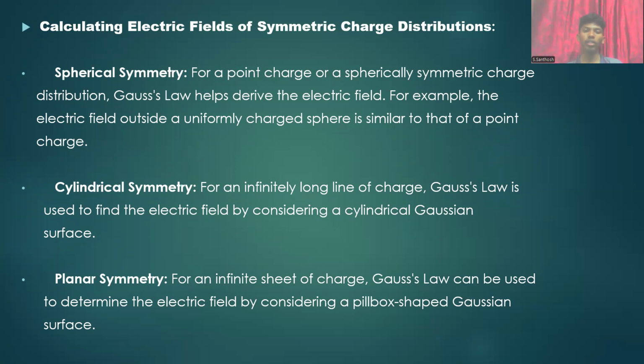So for a point charge or a spherically symmetric charge distribution, Gauss law helps derive the electric field. For example, the electric field outside a uniformly charged sphere is similar to that of a point charge. And then for cylindrical symmetry, for an infinitely long line of charge, Gauss law is used to find the electric field by considering a cylindrical Gaussian surface. And for planar symmetry, for an infinite sheet of charge, Gauss law can be used to determine the electric field by considering a pillbox shaped Gaussian surface.